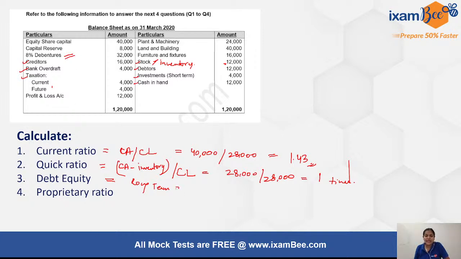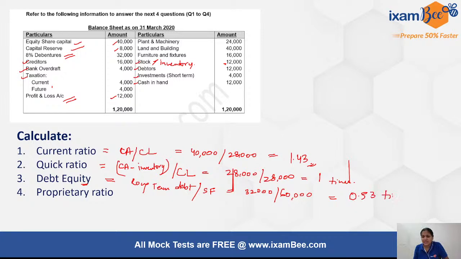So we will take that debt and divide it by equity. Here equity represents your shareholder funds. Your shareholder funds basically include your equity share capital, your capital reserves and your surplus profit and loss account. So that will be your shareholders fund. Basically here then we have 32,000 divided by, if I add my equity, 40,000 plus 8,000, 48,000 plus 12,000, 60,000. So here my answer will be somewhere around half, which is 0.53 times.